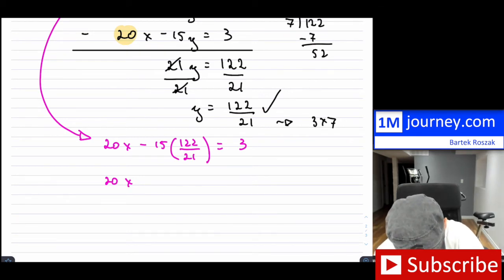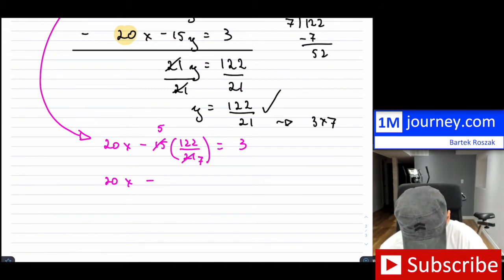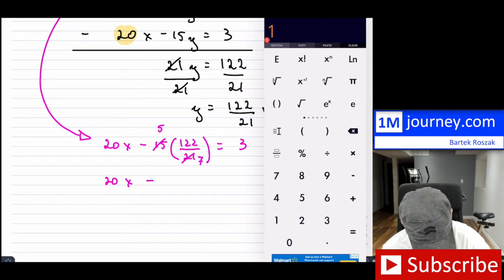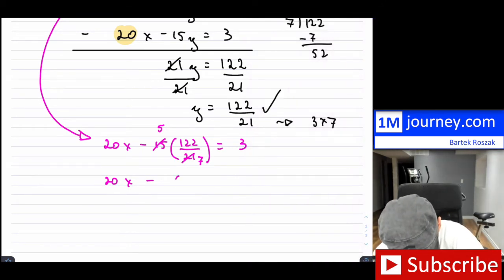And so now 15 and 21. Notice I can reduce this by 3. So that's going to be a 5 and this is going to be a 7. But that's pretty much as far as I can push it. So that's going to be minus 5 times 122. I'll try to speed it up. You don't have to use a calculator per se. So this is 610 over 7.